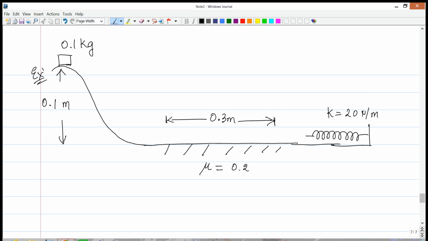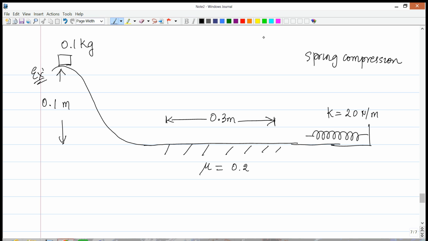Okay, so we've now reached the stage where we can deal with something fairly painful. Now here's what's going on in this problem. You have a 0.1 kg block at the top of a hill of height 0.1 meters, and we're going to drop this block. Our eventual goal is to find the spring compression.